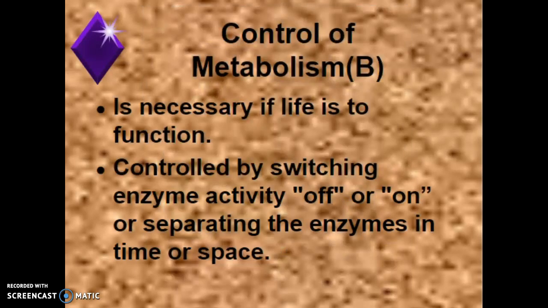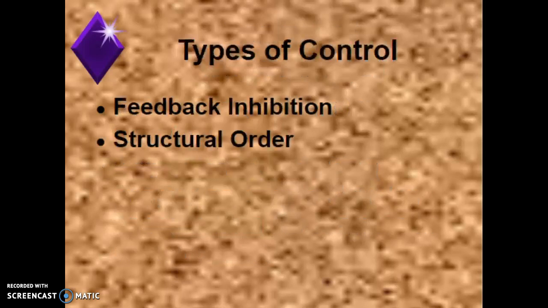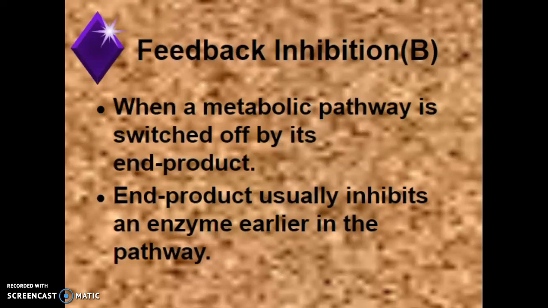So in terms of controlling metabolism, like I said, we turn our enzymes on, we turn our enzymes off. A couple of different ways that we do that are feedback inhibition and structural order. Feedback inhibition we've talked about a few times. I'm talking about negative feedback here. When a metabolic pathway is switched off by its end product, we call that feedback inhibition.